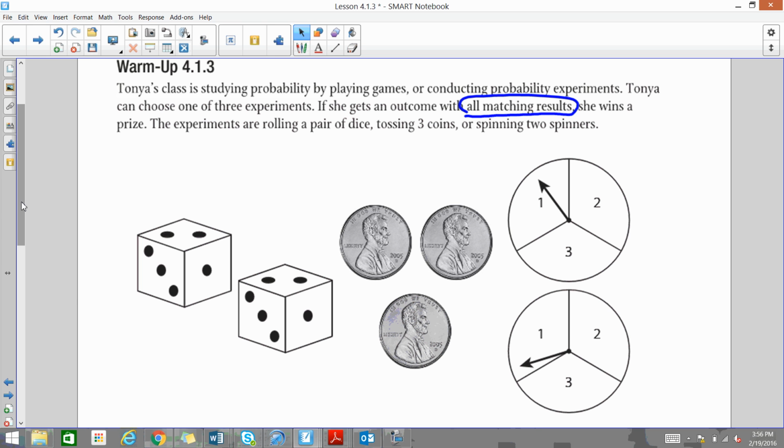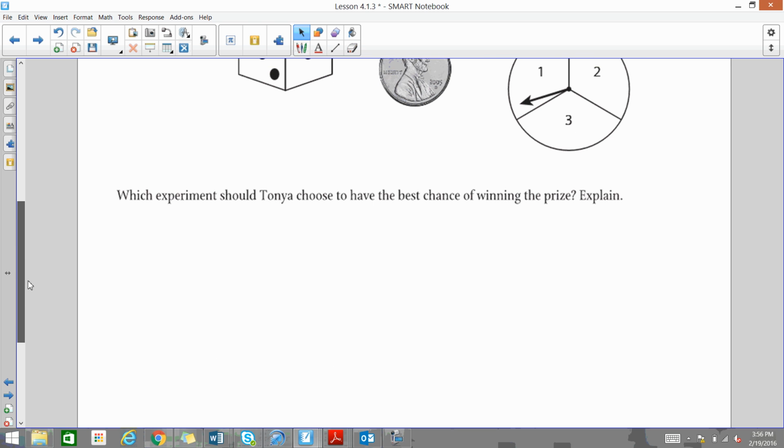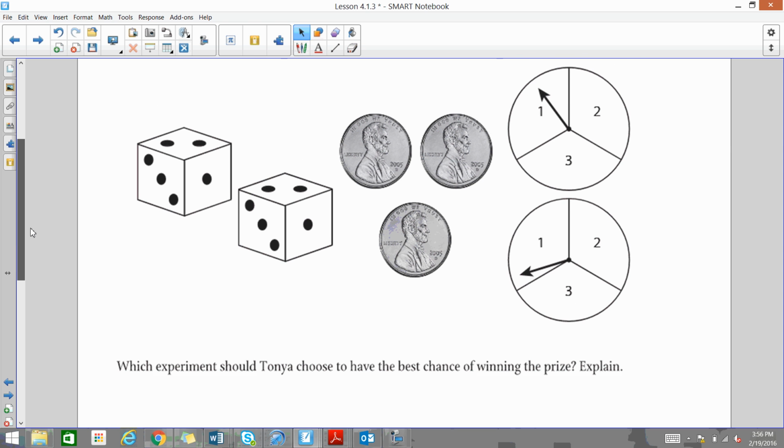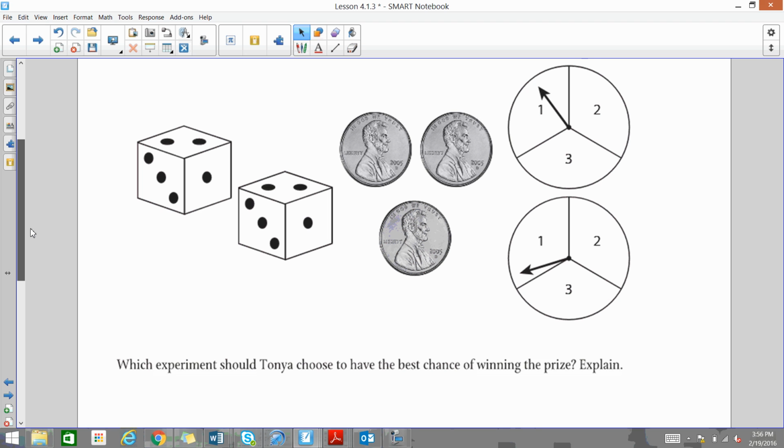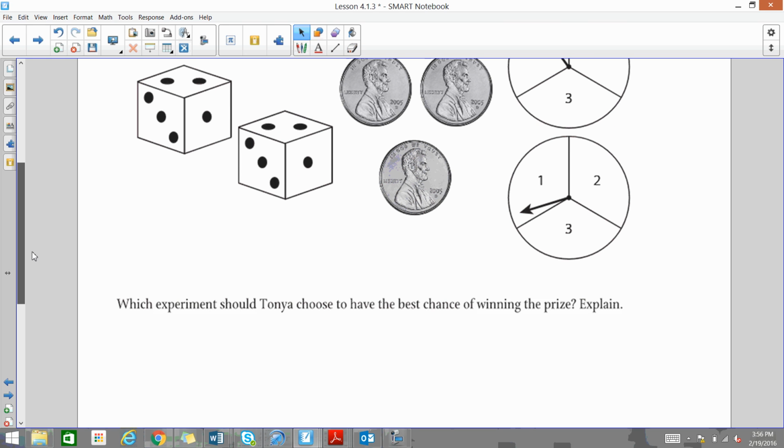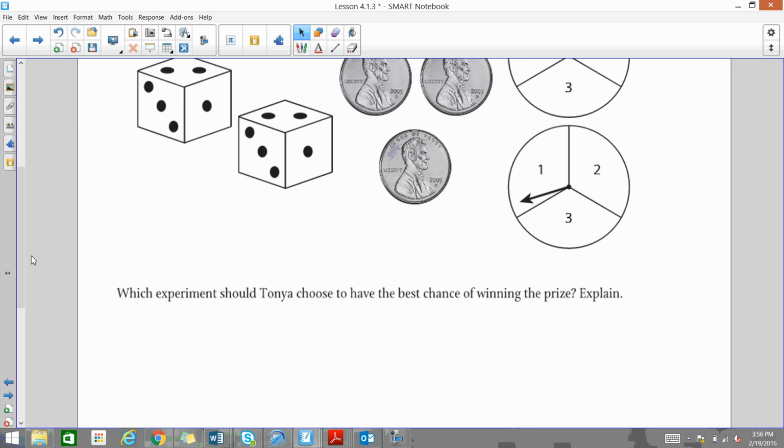So in order to do this, the first thing we have to do is look at the sample space of each one. So I'm going to make the sample space really quickly. You may have to pause it and go back, but that's the best part about this video. So for the die, the sample space is going to look like this.